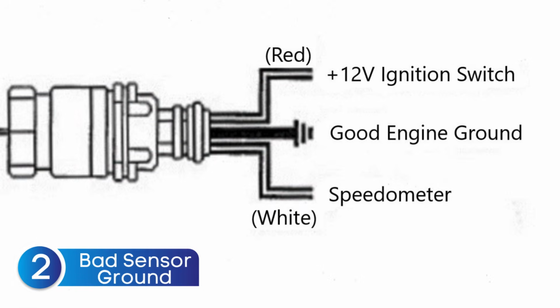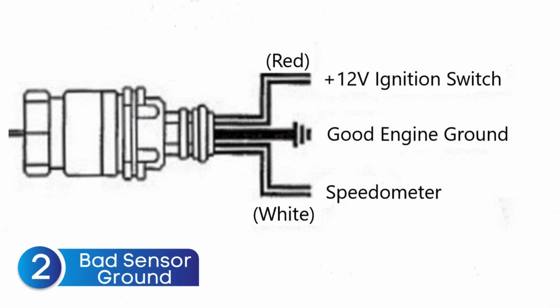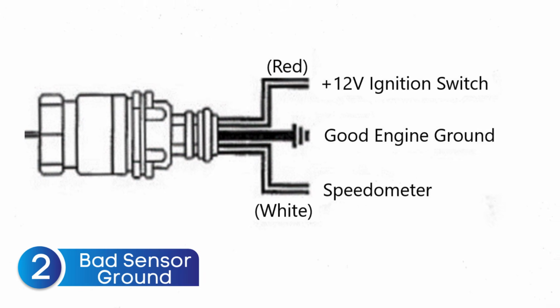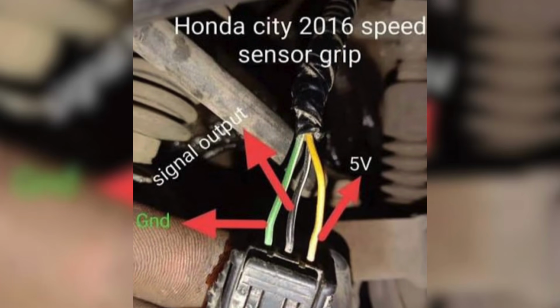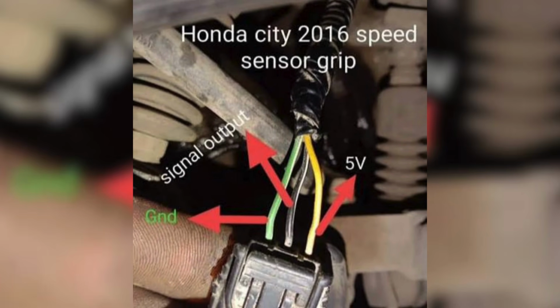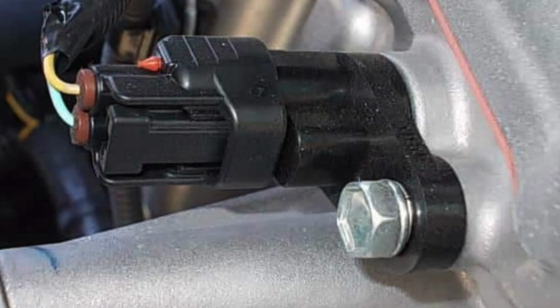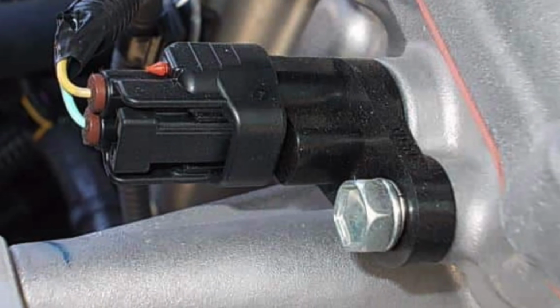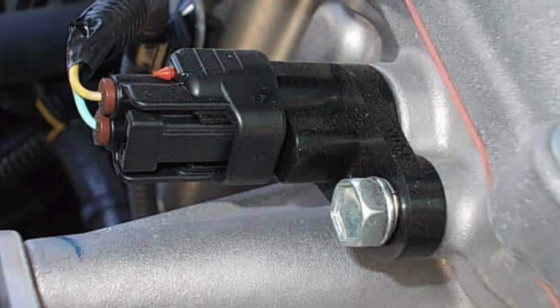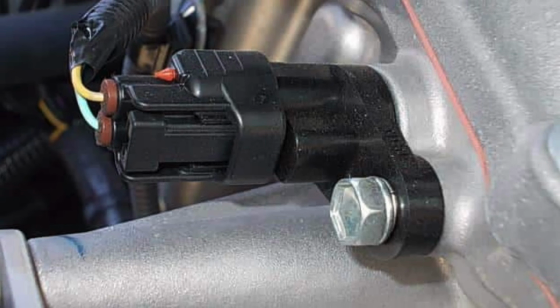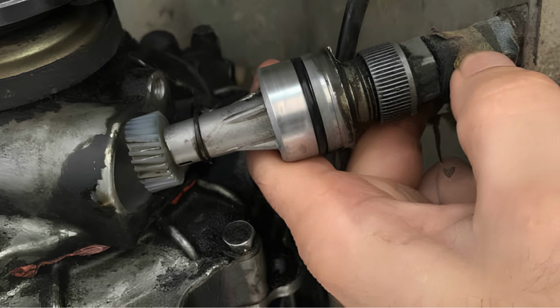Another very common cause of the P0500 code is a bad sensor ground. The vehicle speed sensor relies on a good ground connection to produce a clean and accurate signal. If the ground connection becomes loose, corroded, or damaged, the sensor signal can become weak, noisy, or disappear completely. When that happens, the ECU receives unreliable vehicle speed data and may interpret it as a faulty speed sensor, causing it to store the P0500 trouble code.